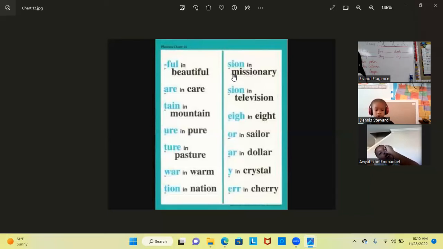W-A-R says war. It says shine, and nation. S-I-O-N says shine, and missionary. S-I-O-N is John, and television. E-I-G-H says A in eight. O-R says er in sailor. A-R says er in dollar. Y says i in crystal. E-R-R says air in cherry.